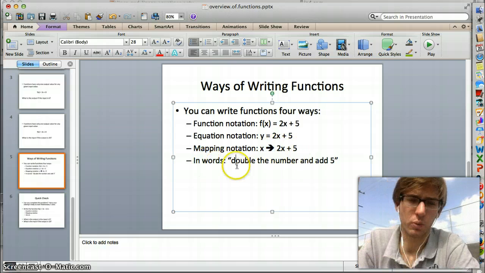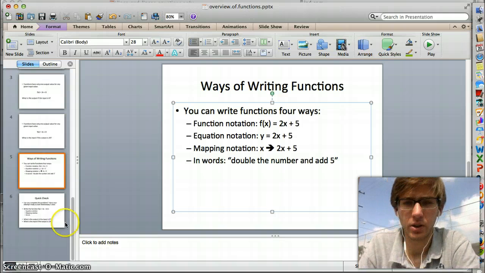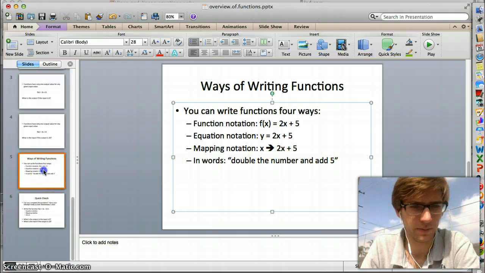You can also write functions in words, which is sort of knowing about how to write things like multiplication, division. So in this case, it's 2x plus 5. You could write that like double the number x and then add 5 to it.